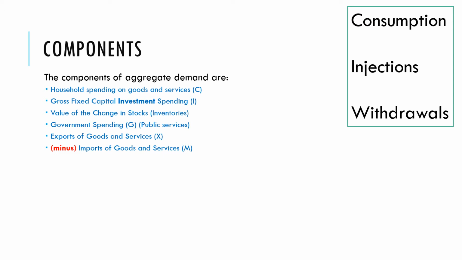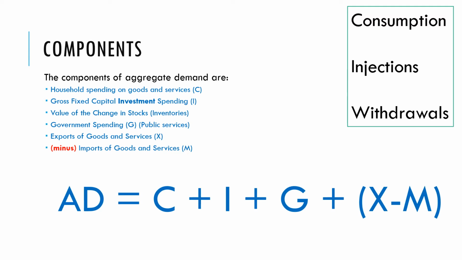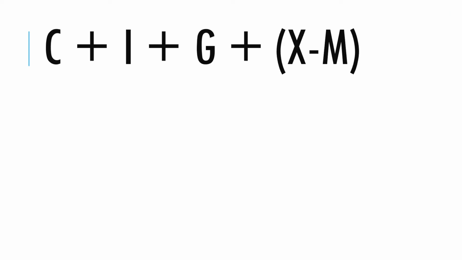So the level of aggregate demand in our economy will be determined by household consumption plus investment plus government spending plus what we call the balance of trade. So the value of exports, that is money coming in, subtract the value of imports as that is money going out. So these four combined things added together give us the total level of aggregate demand in the economy. So it's important that we remember this formula: consumption plus investment plus government spending plus the balance of trade.